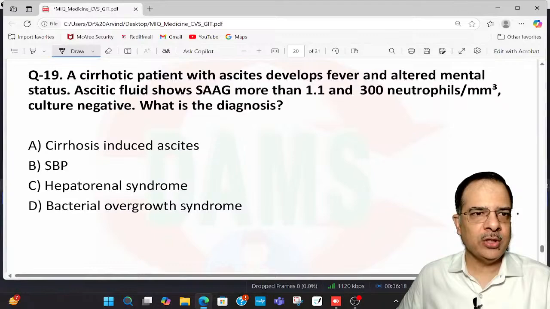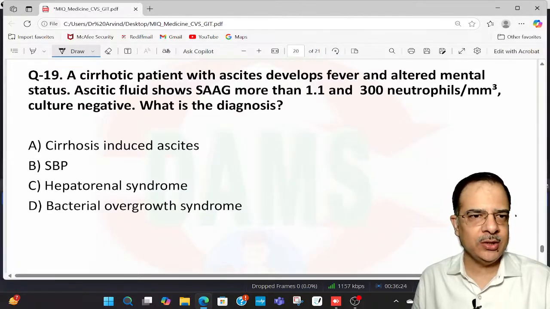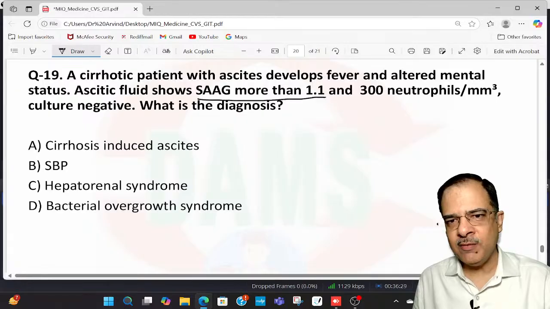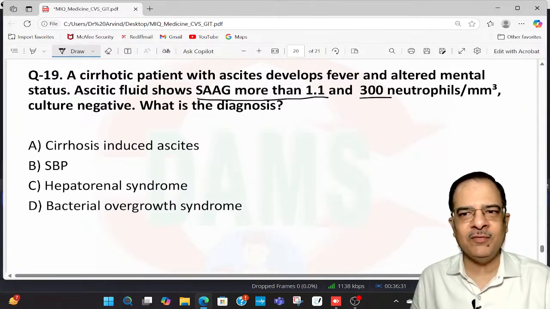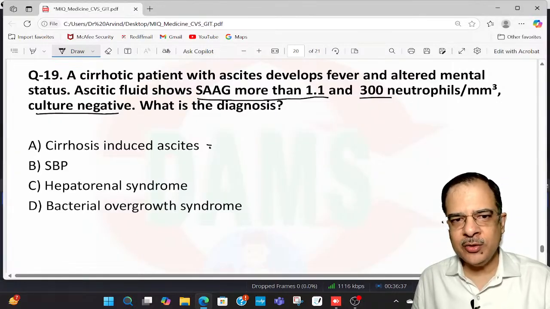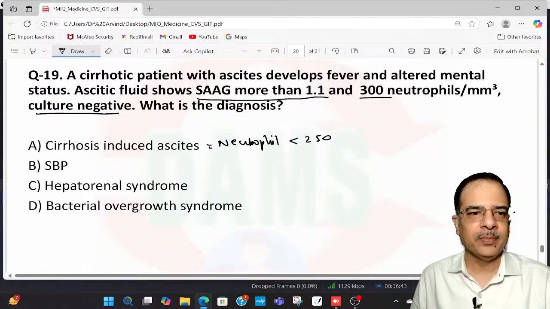Now moving on to question number 19. Cirrhosis patient with ascites develops fever and altered mental sensorium. Ascitic fluid shows a SAAG of more than 1.1 and neutrophils of 300. Culture is negative. What is the diagnosis? In cirrhosis-induced ascites, a very important point, neutrophil count will not be high. Neutrophils will be less than 250.